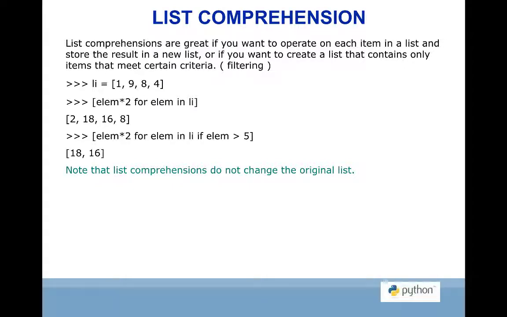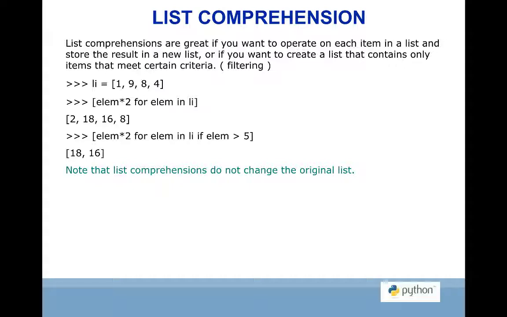The second part illustrated how to do the same operation if we want to put in a filter, which will be a case of list comprehensions with list filtering. So we can do the same thing as above: element * 2 for element in li if element is greater than 5. So it will do the operation for all the elements in li, but will only do it if the element is greater than 5. And it now does this for the elements which are greater than 5, that is 9 and 8 in our case. One thing to be noted is that list comprehensions do not change the original list at all. So if I print li after this, it will be unaltered.